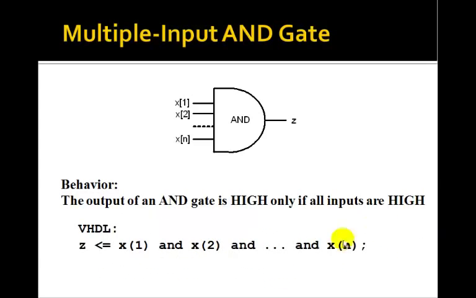Now in VHDL, we use this signal assignment statement with the less than and equal sign: z is x1 and x2 and, we have to write out the and symbol, you remember? And the curved brackets are used rather than the square brackets to indicate array elements in VHDL.